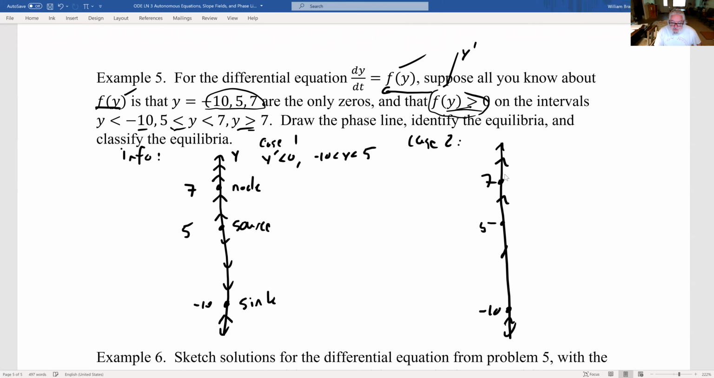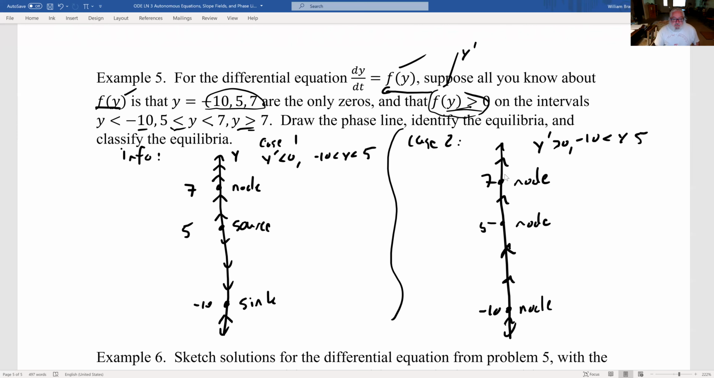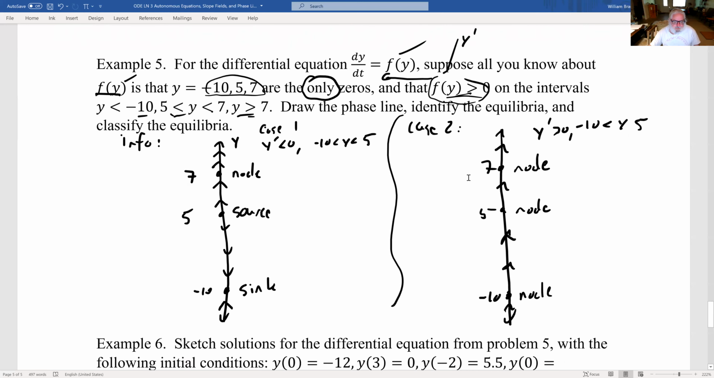The other case is that y prime is positive for minus 10 less than y less than 5. What happens then? Well, everything is a node, because we're just going up, but we've got these equilibria. So two possibilities. Remember though that these are the only zeros. So we know that there's no more equilibria between minus 10 and 5, and that means the sign of the derivative, the y prime, always has to be either positive or negative all the way through that interval. You don't have to worry about any other equilibrium.